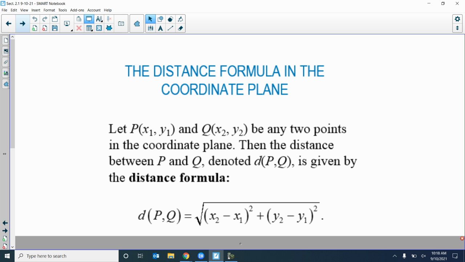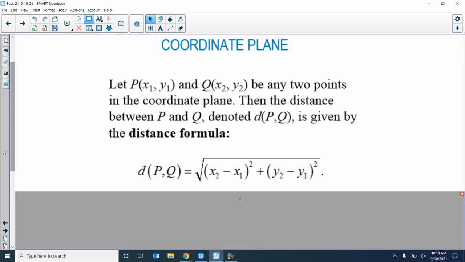All right, distance formula in the coordinate plane. This is your formula right here. So I think it says D equals on your right there in the middle. Put that down. Now I don't necessarily need to say D between P and Q. You can just put distance equals the square root of x2 minus x1 quantity squared plus y2 minus y1 quantity squared.